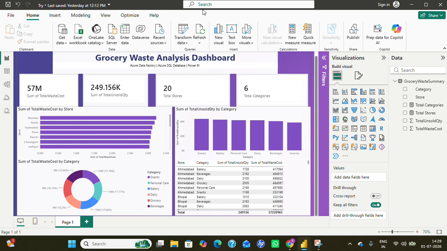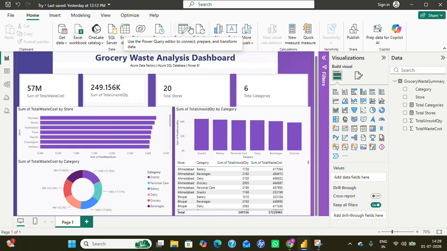My name is Rishabh Jain, and today I am going to present my project, Grocery Waste Analysis for Grocery Store Expiration Tracking using Microsoft Azure and Power BI. The main objective of this project is to analyze grocery inventory data, identify unsold products, calculate the total waste cost, and visualize business insights through an interactive dashboard.